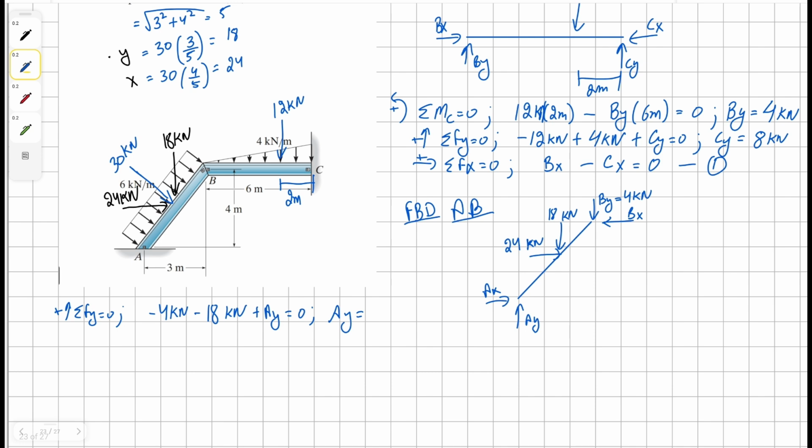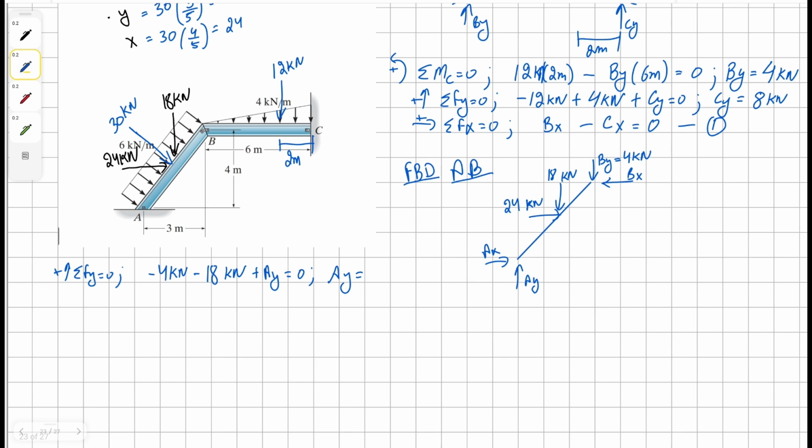Okay, so just solving finally for our y-axis or vertical direction. At point A, we're going to have our Ay as 22 kilonewton. Now we're going to do the same thing for the x-axis. For the x-axis, we have positive Ax, positive 24 kilonewton, and then negative Bx equals to 0. This will be our equation number 2.